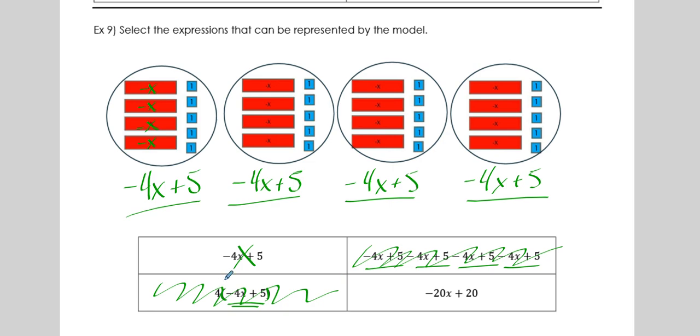The last one's close. If we distribute that 4, it would really give us negative 16x plus 20. So this could have been the answer if that was negative 16. They just multiplied wrong, so that's not correct.